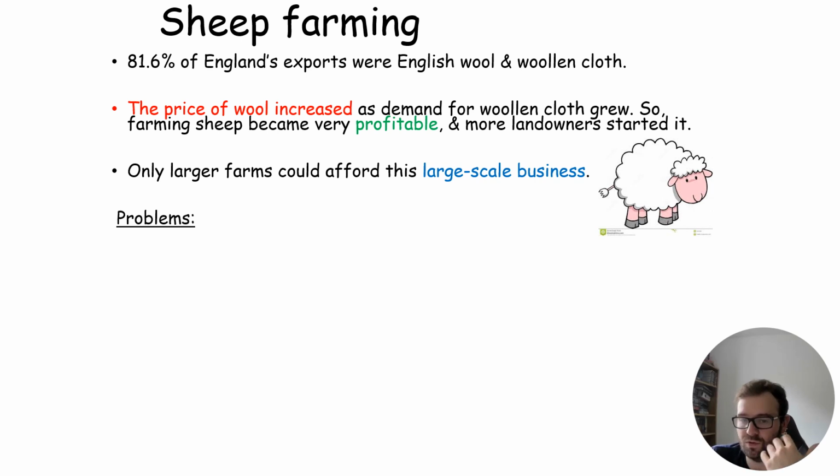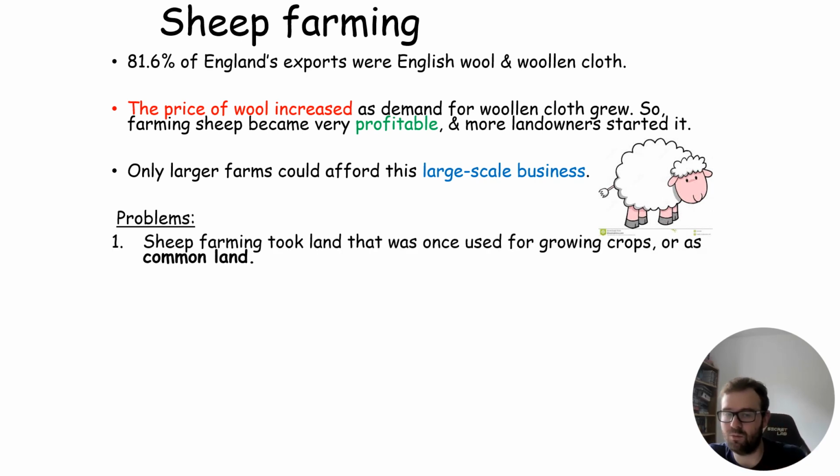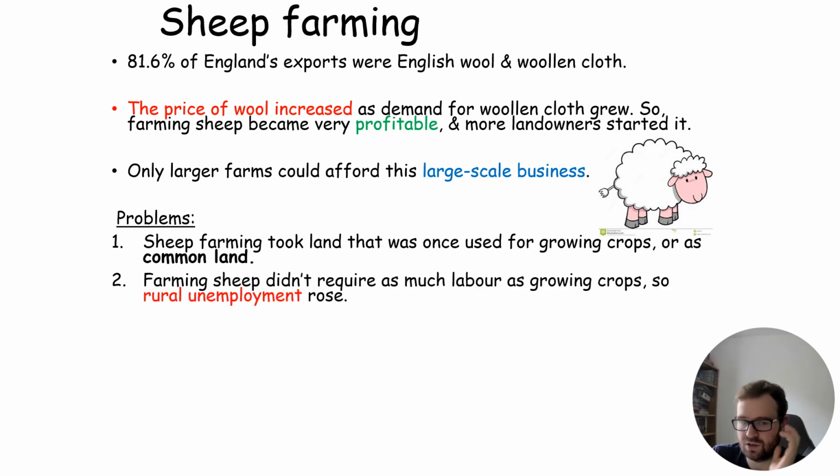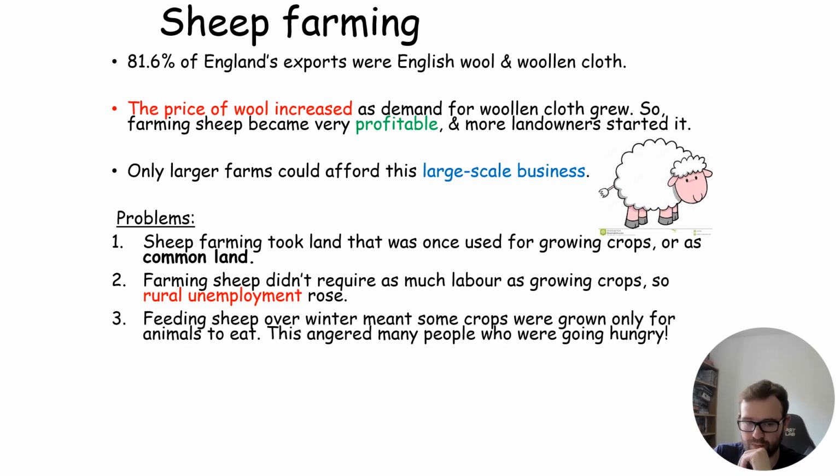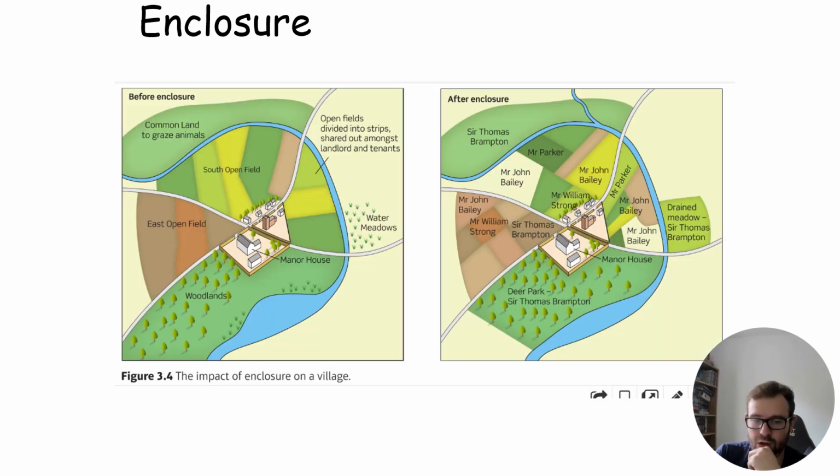Only large farms could afford this kind of large scale business, but the problem was this sheep farming took up land that was used for growing crops or as common land, right? Common land is where poor people could kind of grow their own little patch or have their animals graze on it. So they can't use that anymore. And plus, farming sheep didn't require a lot of labour. So unemployment rises because you don't need workers to help to look after the sheep. You only need like one. Feeding sheep over winter meant some crops were specifically made for the animals to eat, which starving people were angry about. Then you got the enclosures.